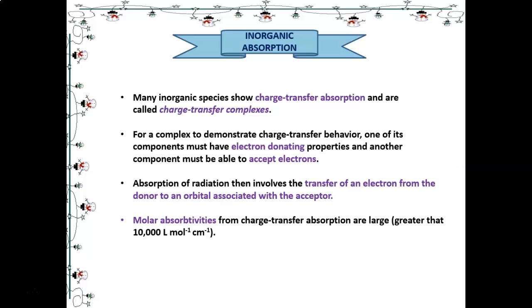For inorganic absorption, many inorganic species show charge transfer absorption and are called charge transfer complexes. For a complex to demonstrate charge transfer behavior, one of its components must have electron donating properties and another component must be able to accept electrons. Absorption of radiation then involves the transfer of an electron from the donor to an orbital associated with the acceptor.